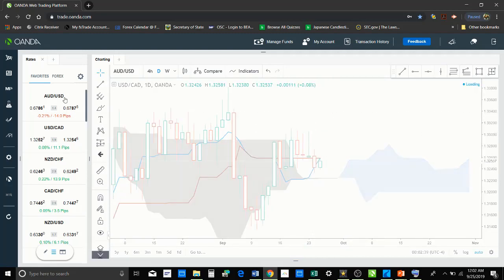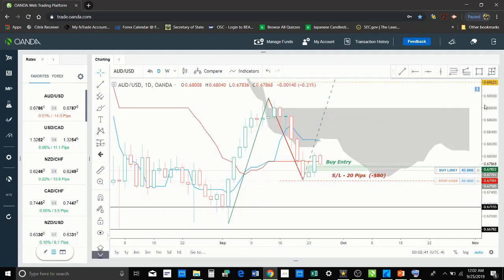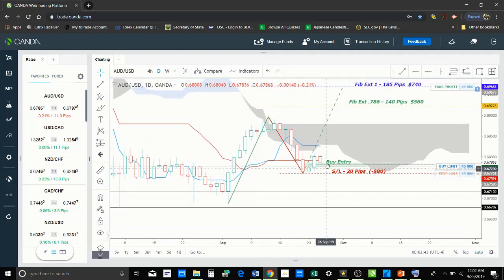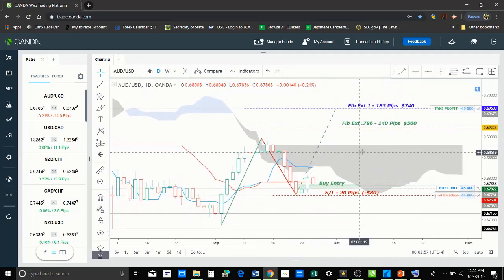Aussie USD is the currency pair that I'm actually looking at trading right now. We have a Morningstar formation. We just bounced off a 52-week low. We came and made a new high. I set my stop loss 20 pips below this buy entry. You'll see that it hasn't been engaged yet. However, I have marked these fib extension levels where I expect the bulls to take profit. So at the very least, I would expect to make $500 on this trade.